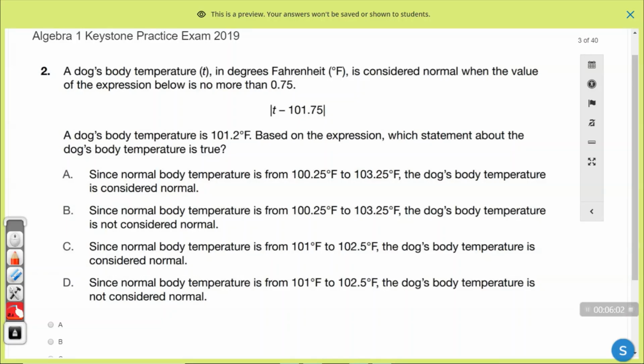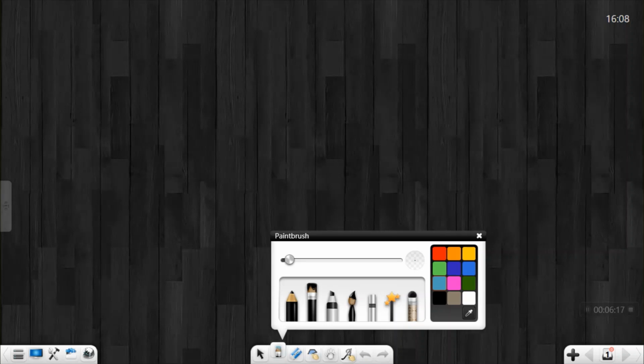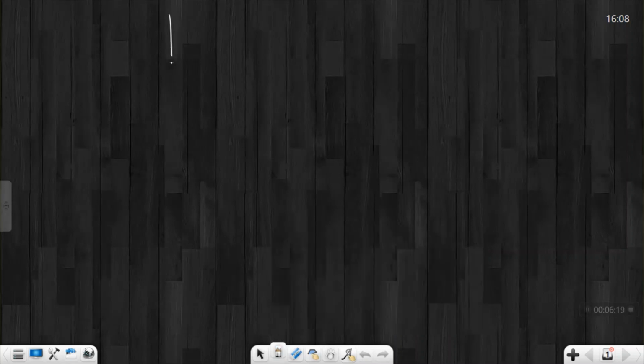First, we have to consider this range that we're given right here. In order to consider that range, we have to take a look at this statement right here, which is really an absolute value inequality. Let's break that down. Over here, I'm going to put my absolute value, the absolute value of T minus 101.75. That's considered the normal body temperature as long as that is no more than, in other words, less than or equal to 0.75.